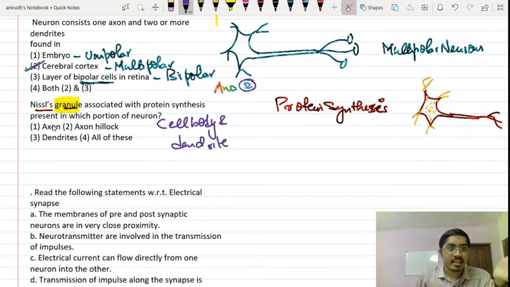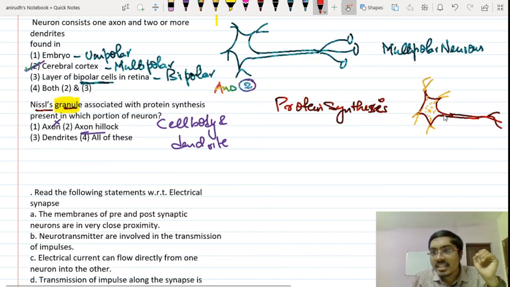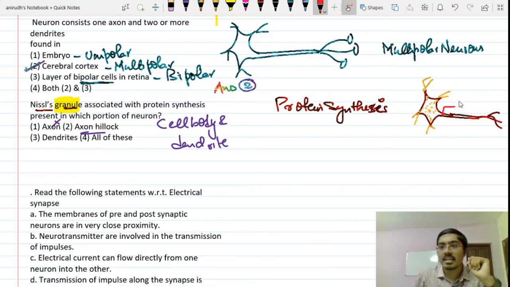Now tell me the answer here. Is it present on the axon? No. Axon hillock. What is axon hillock here? Axon hillock is this initial portion. The first portion of the axon is called the axon hillock. This is my axon hillock.